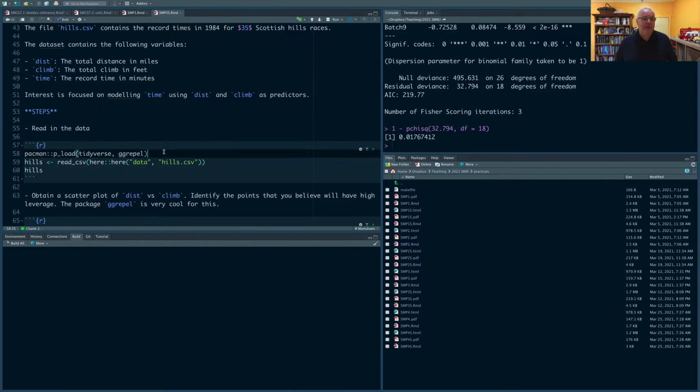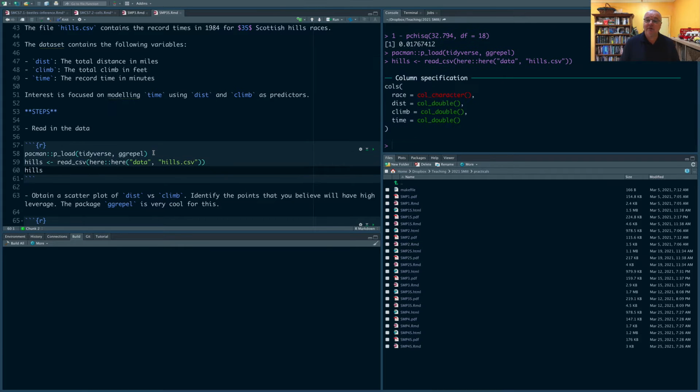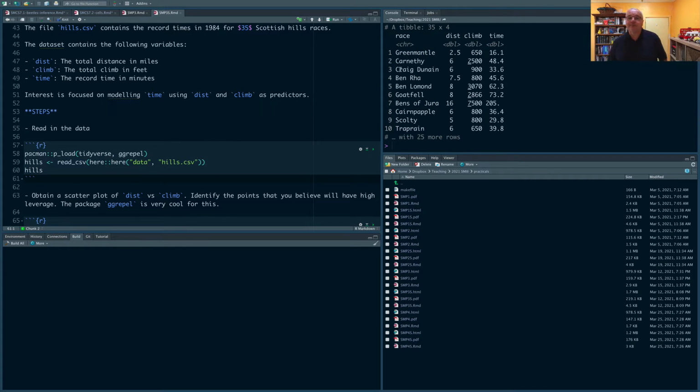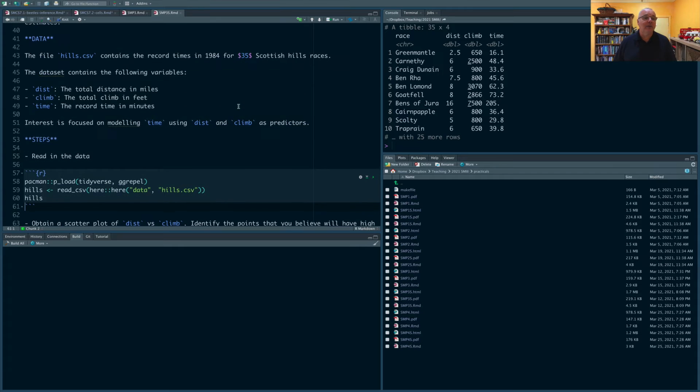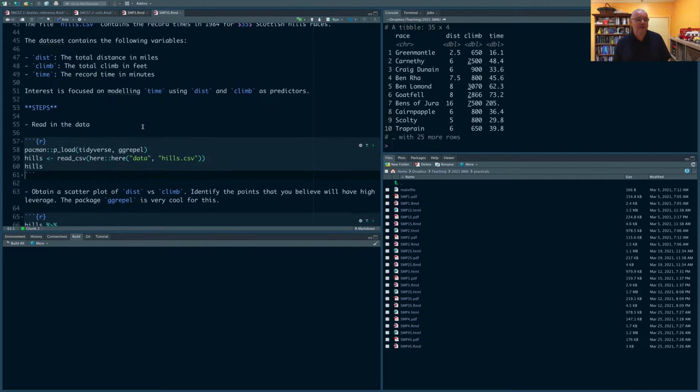Notice the packages: I've got my normal tidyverse. I'm also going to load ggrepel, which is going to be very useful for some of our plots. So we read in the data, and here we've got the name of the race, the distance, how high you have to climb, and the average time. Just so you know, the distance is in miles, the climb is in feet. This is all imperial, but the time is in minutes.